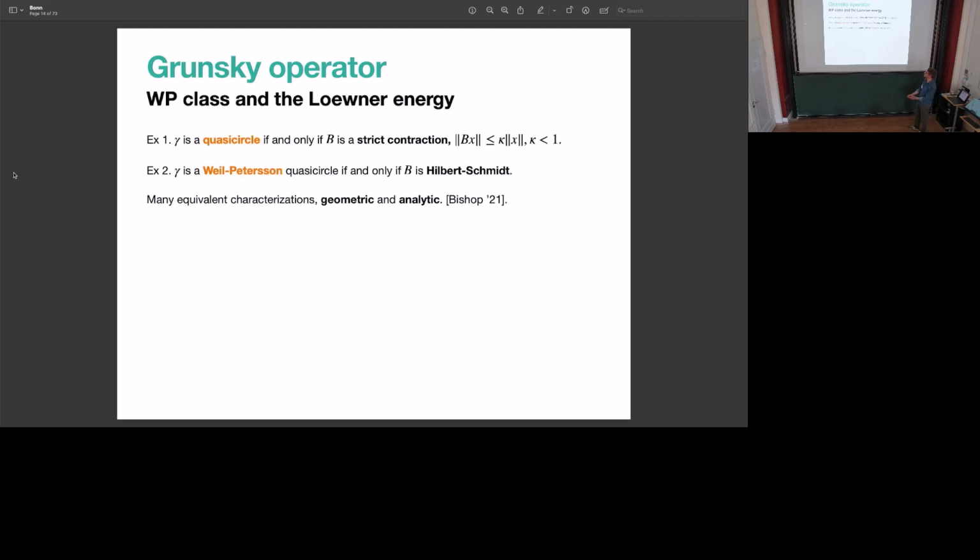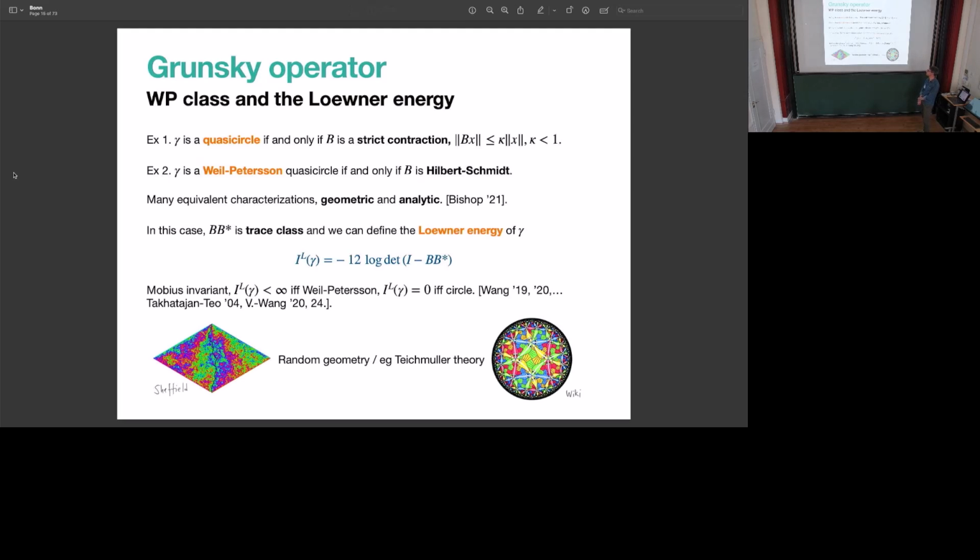So this class of quasi-circles is very interesting. There are actually a lot of different characterizations, both geometric and analytic. There's a paper of Chris Bishop a couple of years ago that gives several different equivalent characterizations. But the reason I'm interested in this is, as you will see, there's a connection to the Coulomb gas, but I was interested in this class before, thanks to the work of Yilin Wang, because this class of Weil-Petersson quasi-circles is exactly the class of Jordan curves with finite Loewner energy.